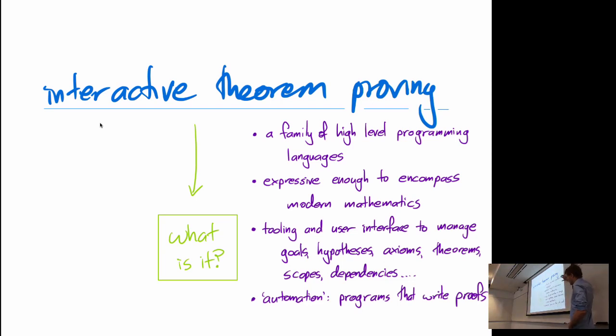And associated with that programming language, there's a whole bunch of machinery, some software, that lets you talk about and manipulate goals and hypotheses and axioms and theorems and dependencies between these things and so on. And finally, a very important part of interactive theorem proving is what's usually called automation, which are essentially just programs that write proofs. They are programs which can inspect a current collection of goals and hypotheses, and with some amount of human oversight, either none or lots, move along the proof in various ways. And that automation is an integral part: you have the language and this tooling and this automation, and they all need to be there together in order to be able to get any mathematics done.